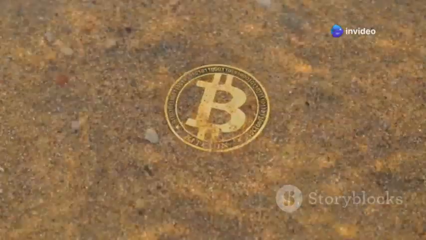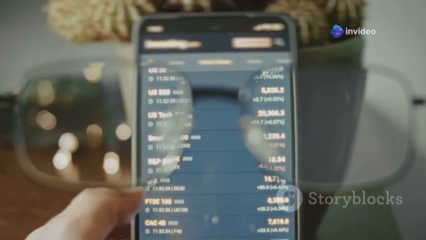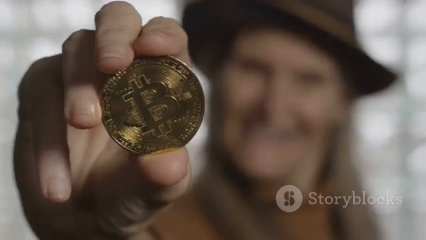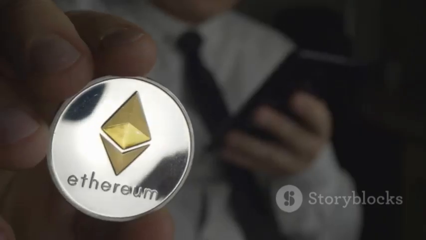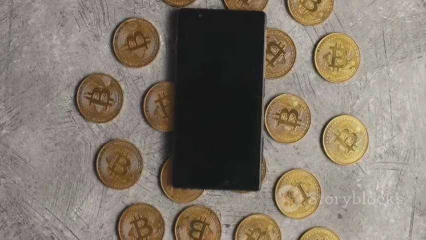Cryptocurrency is a new kind of money. It's digital and uses cryptography for security. Bitcoin is the most famous cryptocurrency. Ethereum is another popular choice. There are thousands of cryptocurrencies.